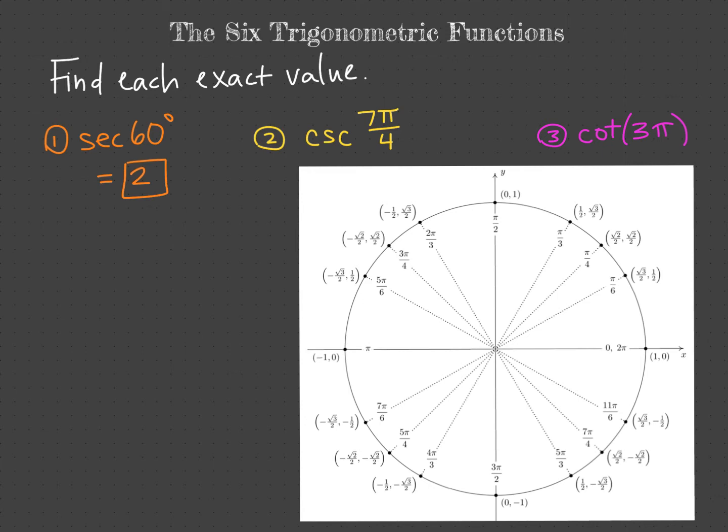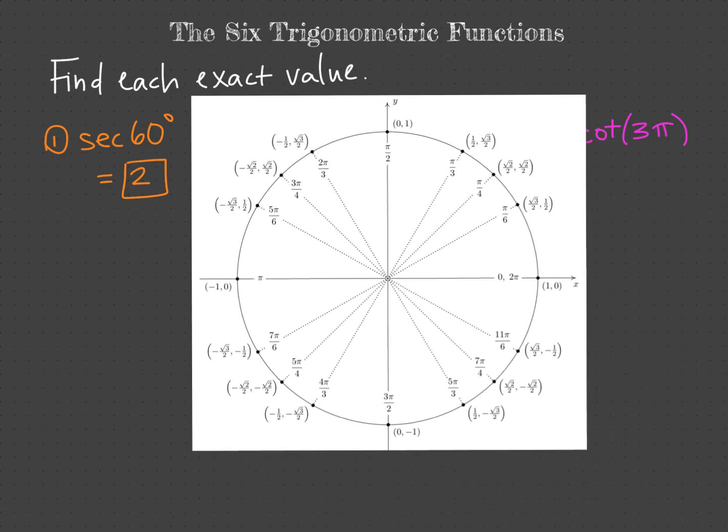Next, we want to find the cosecant at 7 pi over 4. The cosecant is defined as the reciprocal of sine, or 1 over y. So all we need to know is the y value at 7 pi over 4. So let's take a look at 7 pi over 4.